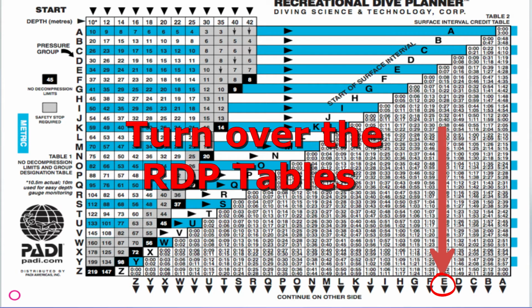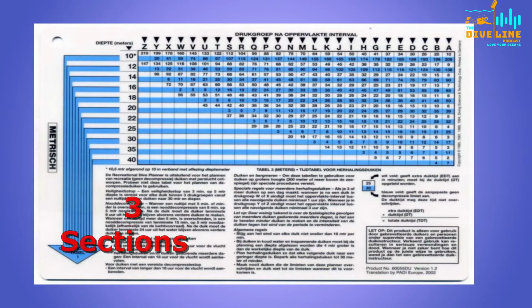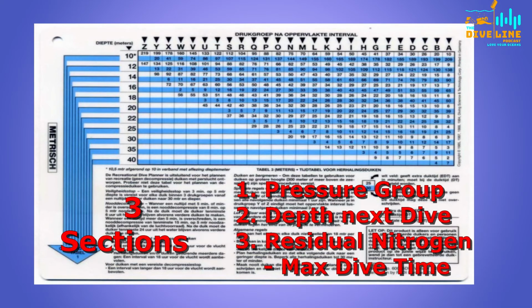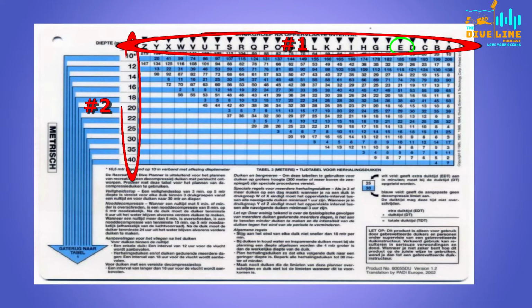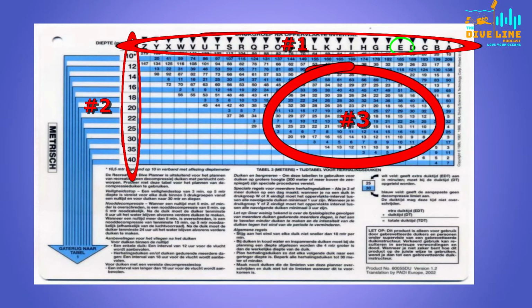The first thing we do, flip over the RDP table to the other side. On this side of the RDP table, we basically have 3 sections. At the top, we have pressure group at end of surface interval, and we know ours was E after our first dive. Number 2, down the left-hand side, we have our depths. This is how deep you'll be going on your next dive. Then section 3, the residual nitrogen times in the white boxes, and the maximum dive time in the blue box, which should not be exceeded.